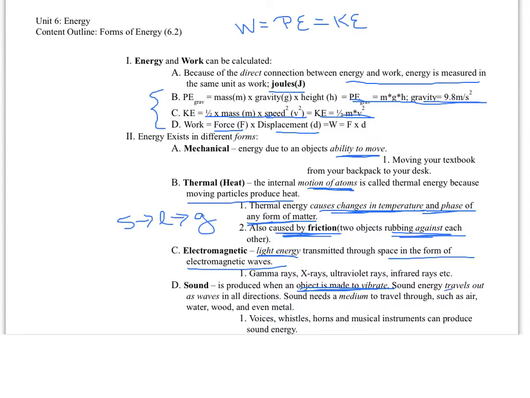Sound energy travels out in all directions as a wave. It must have a medium to travel through, like air or water or wood or the ground. It has to have something to travel through. That's why sound does not travel in outer space, because outer space is a vacuum. Some examples of sound waves: voices, whistles, horns, any type of musical instrument. All of those things produce sound energy.